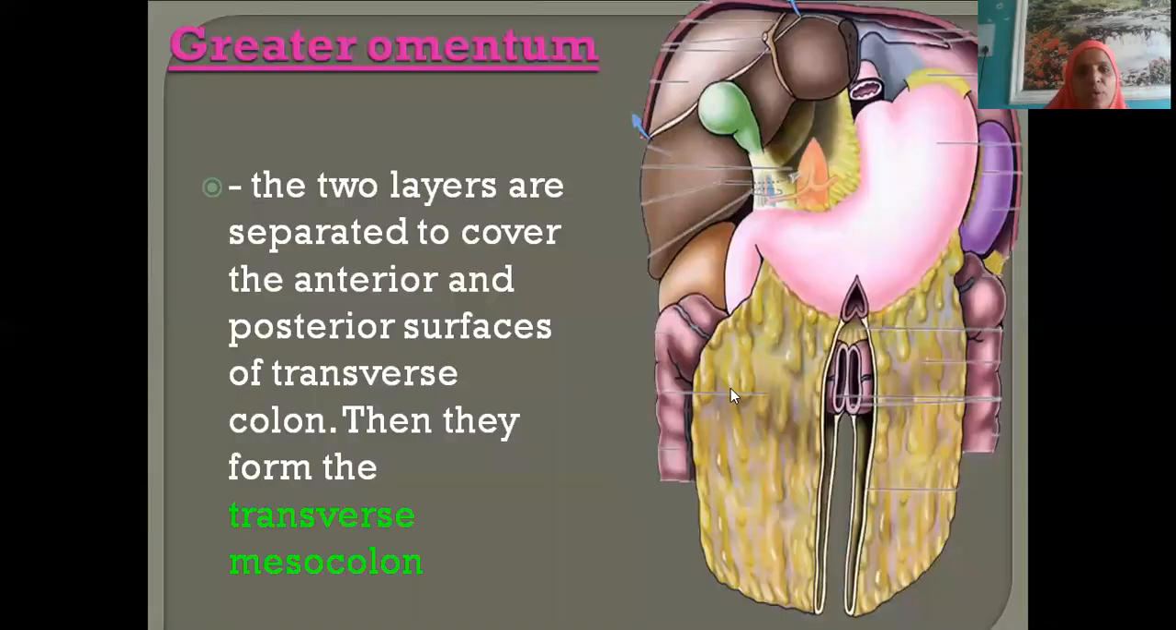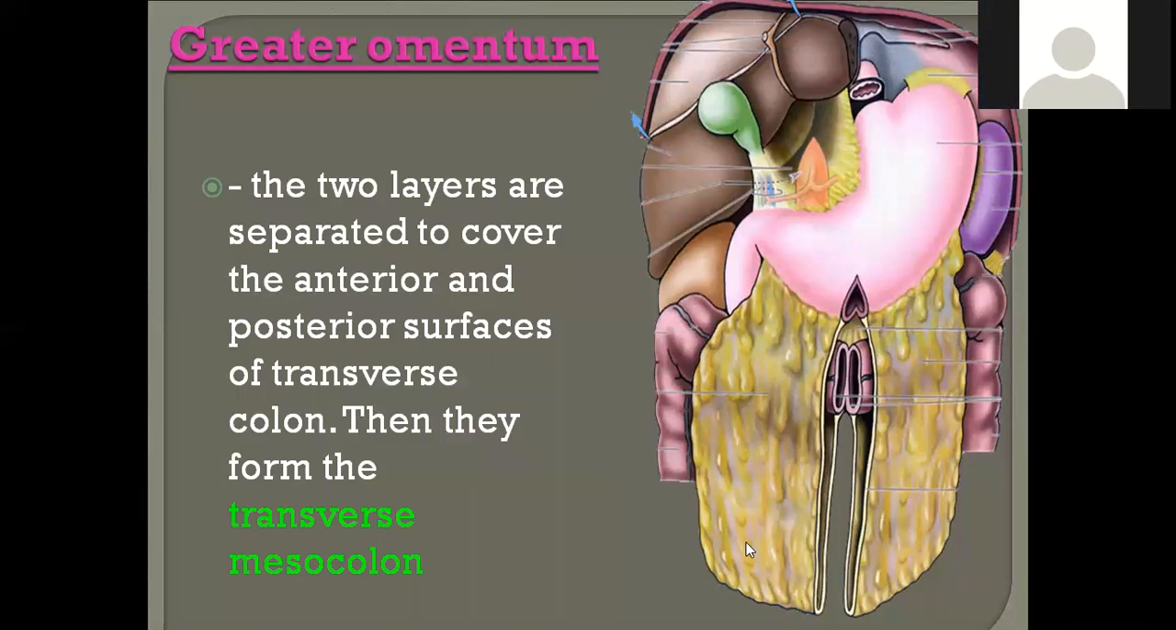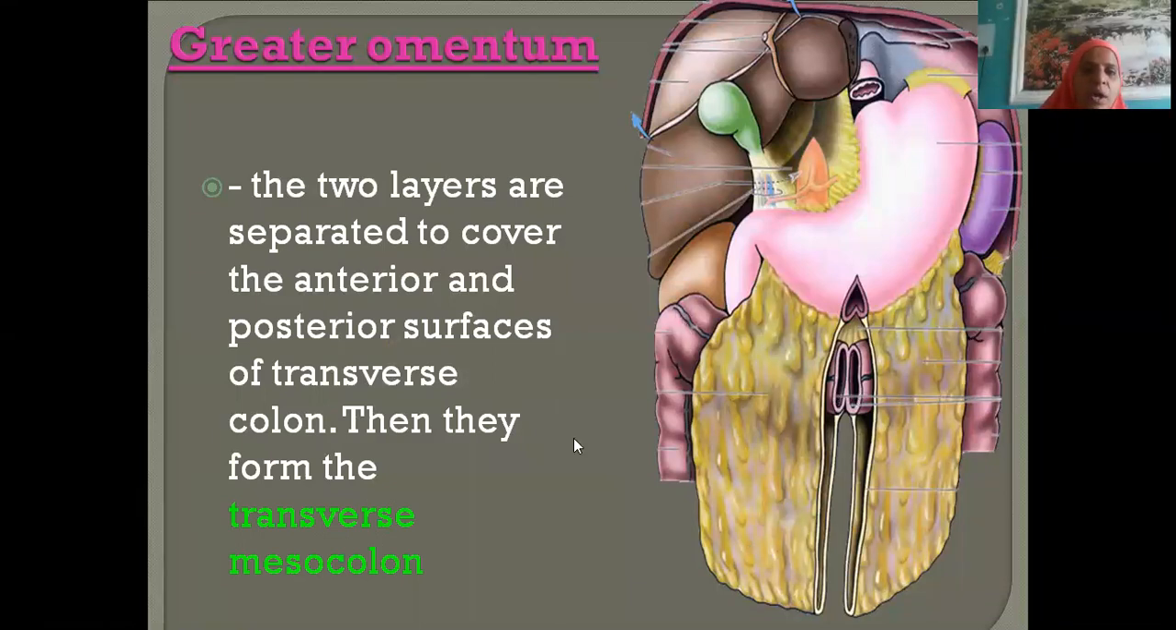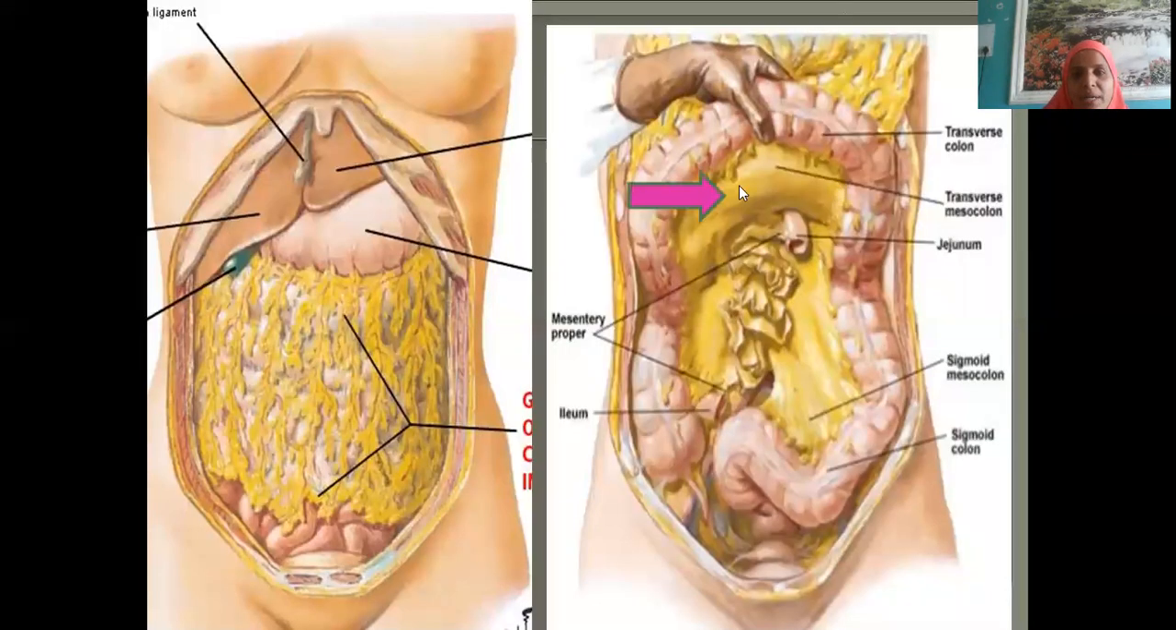So the two layers you can see we have cut and shown so as to make you understand. First has become fourth, second has become third. It became continuous with the transverse colon. Two layers are separated to cover the anterior and posterior surfaces of the transverse colon. Then they become continuous to form the transverse mesocolon. This is our transverse mesocolon. Fourth layer covering the transverse colon to become transverse mesocolon.